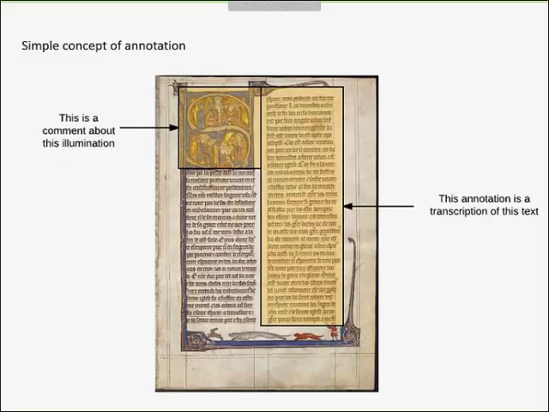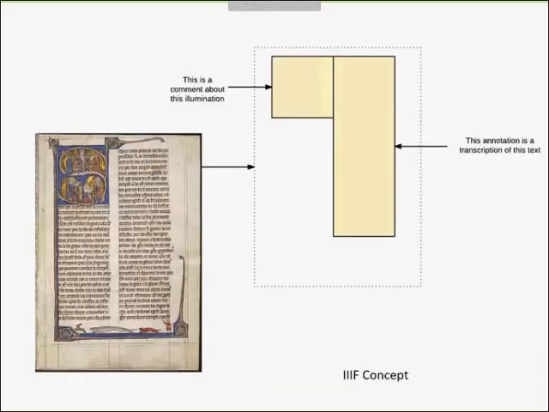And in IIIF, the canvas itself is this empty space onto which the image content is also an annotation. So we have this concept in IIIF where the thing we're all talking about, say in this case a page of a manuscript, is represented out there in the world by this abstract space called a canvas. And a canvas, you can think of it like a PowerPoint slide that you haven't put anything on yet. So if you imagine an empty PowerPoint slide on which you can put an image piece of content and a text piece of content and various other pieces of content.